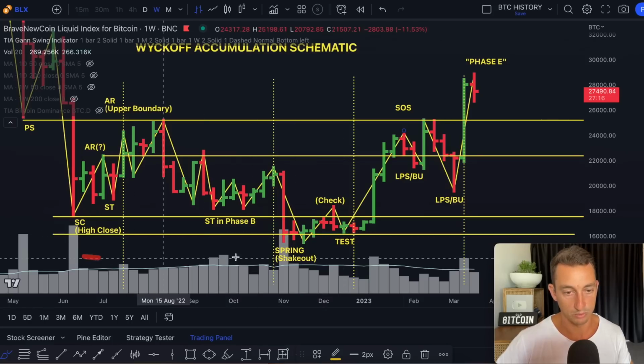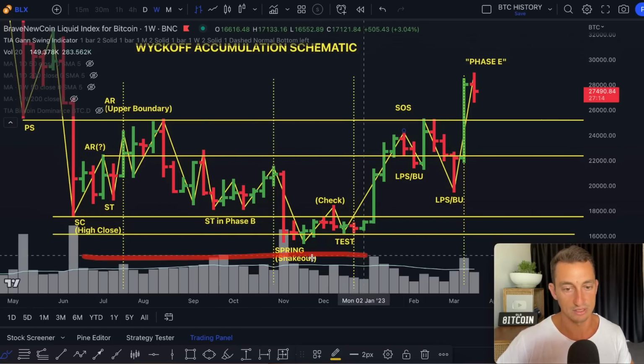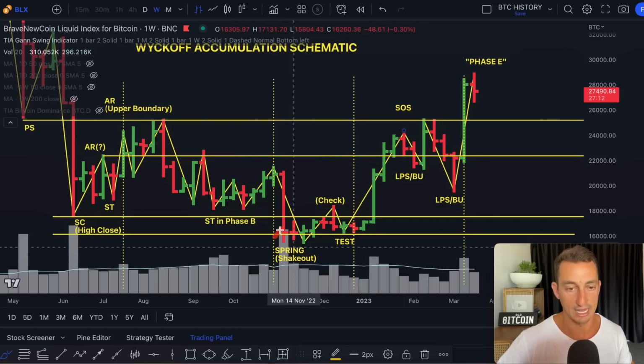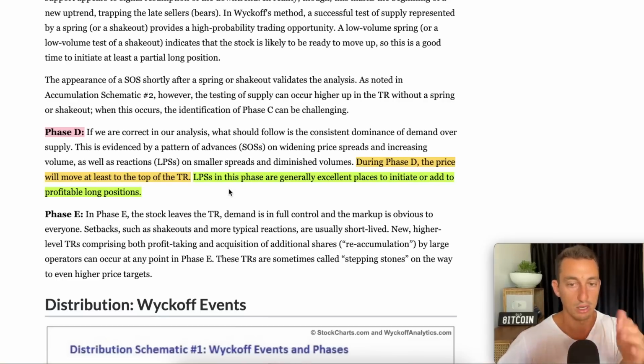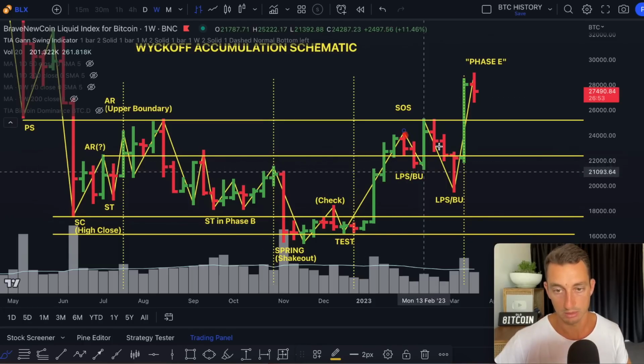It's almost one of the highest volumes in this entire period, except for the shakeout and for this secondary test that I think is a secondary test in phase B, according to what I'm analyzing here, as well as the reactions. So the last points of supply have to be smaller spreads with diminishing volume. Smaller spreads, there we go.